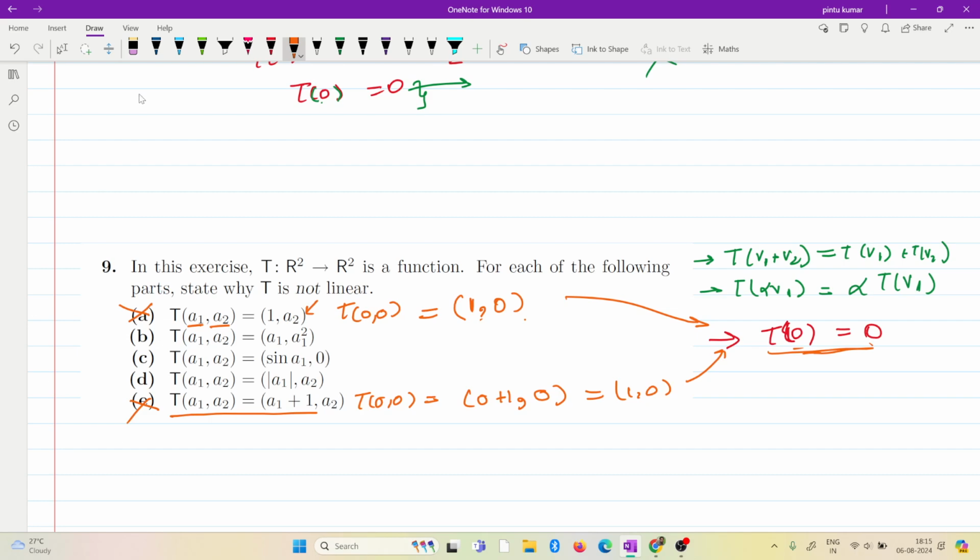So I'll give you a hint. None of them are linear transformations. All of them are non-linear transformations. But you need to find the reason why they are non-linear. Which property do they violate? That you have to find out.